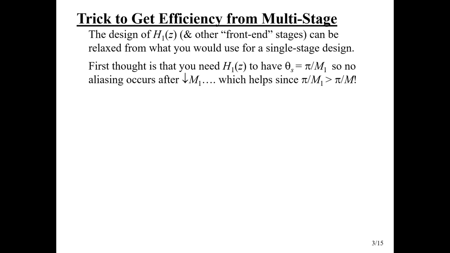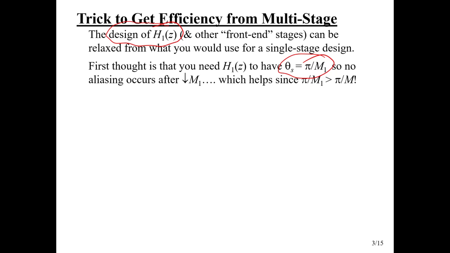So let's take a look at what our strategy is here. The idea, as I just alluded to, is that we can design this H1 of z. Its design is going to be more relaxed than a single stage design, because the stop band for that only needs to be pi over M1, not pi over M. But the passband is going to stay the same. Every one of these filters in that cascade has got to have the same passband, or at least the same relative passband. You'll see what I mean.